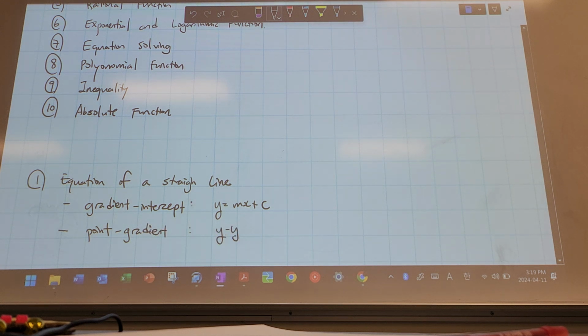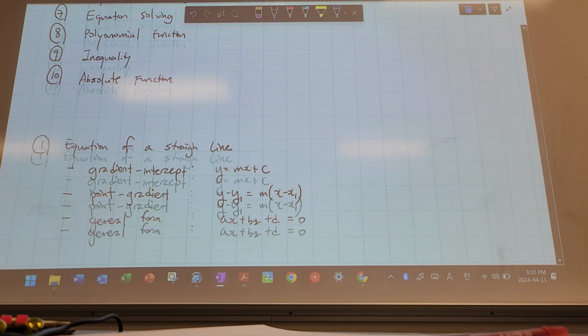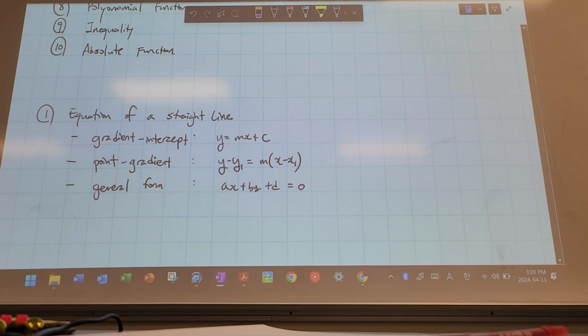By the way, we already have them in the formula booklet, but I don't think there's a name for it, so that's fine. You don't have to memorize the names. And also the general form, which goes as ax plus by plus d is equal to 0. So we have these 3 styles, and knowing how to find these is pretty straightforward. Okay, so we just know that there are 3 ways of representing the equation of a straight line. Now, if you know that, that's enough.